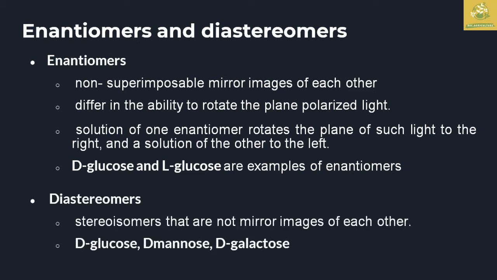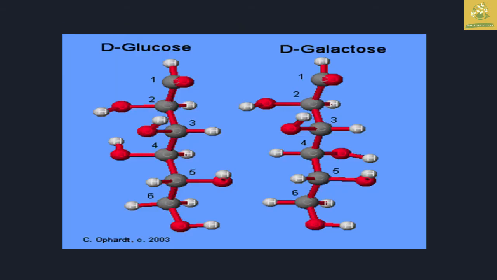And diastereomers are stereoisomers that are not mirror images of each other. Example, D-glucose, mannose as well as galactose. These are some of the examples of diastereomers. You can see the difference of diastereomers, for example D-glucose as well as D-galactose.